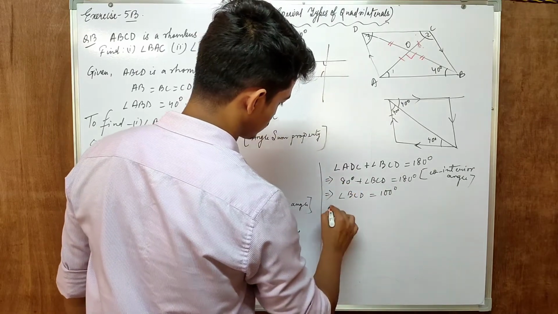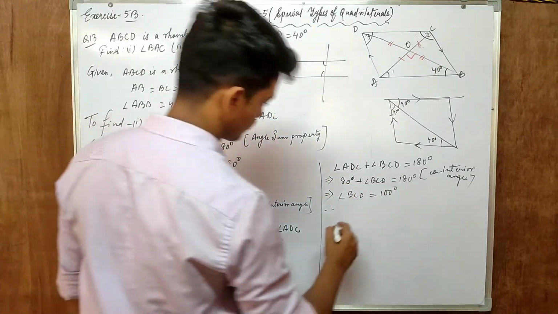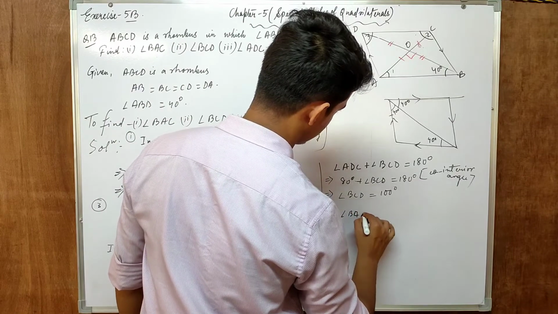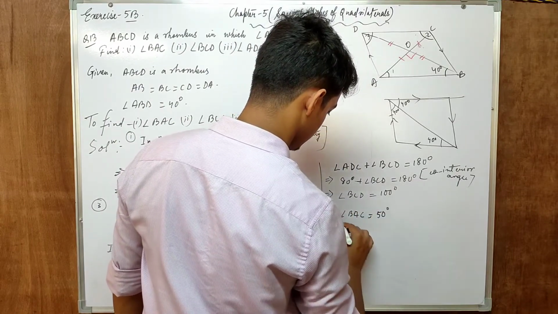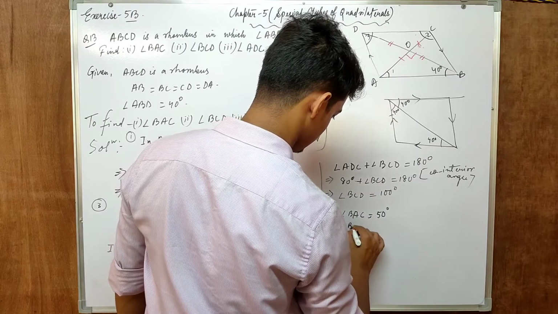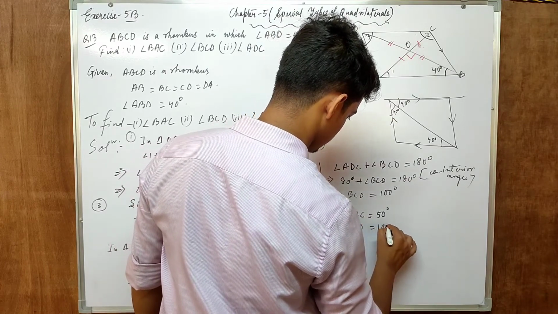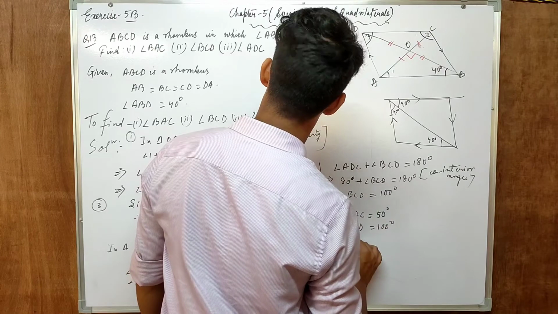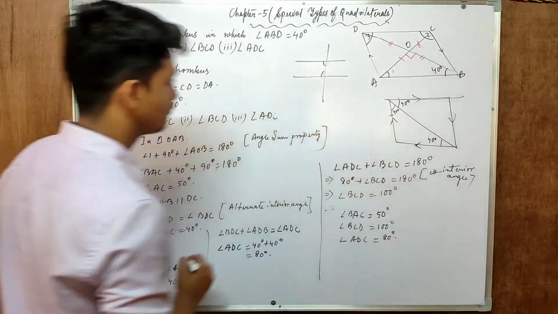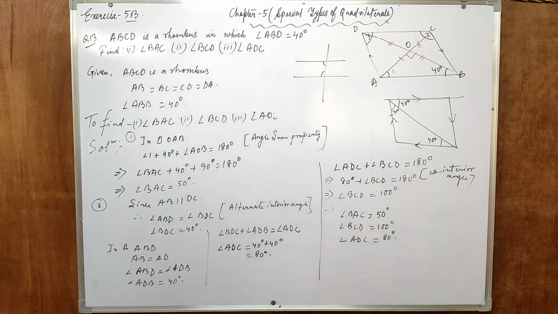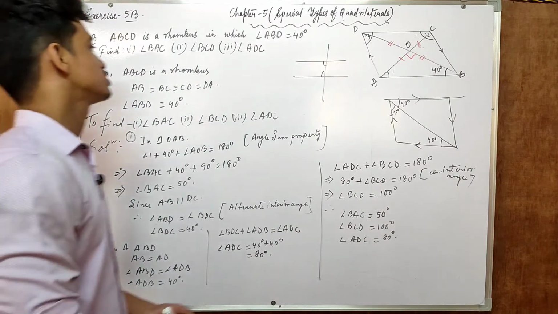Therefore we just write from the first: BAC equal to 50 degree, then BCD 100 degree, and finally ADC, that is 80 degree. So that's all for this session, and that is the end of this particular chapter, chapter 5.